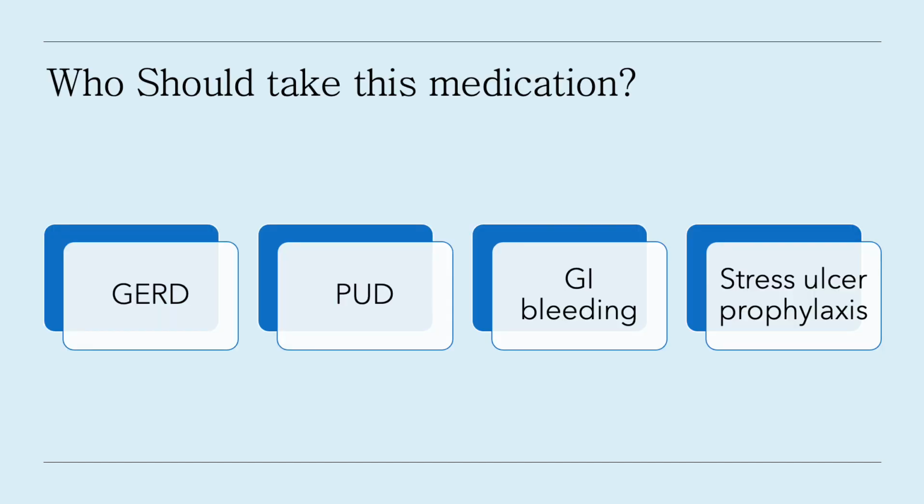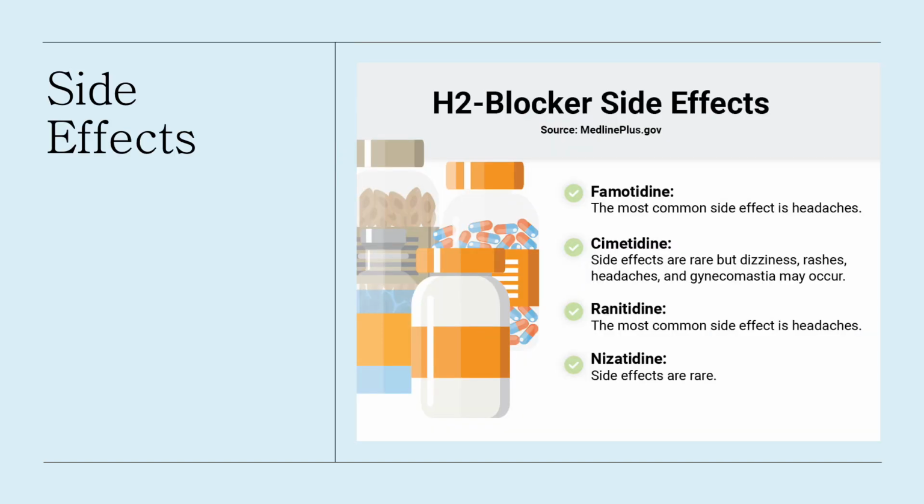So who should take this medication? Patients with GERD, peptic ulcer disease, GI bleeding, and stress ulcer prophylaxis. So side effects for these medications. So even though they're in the same class, they are different medications and they can cause different side effects.